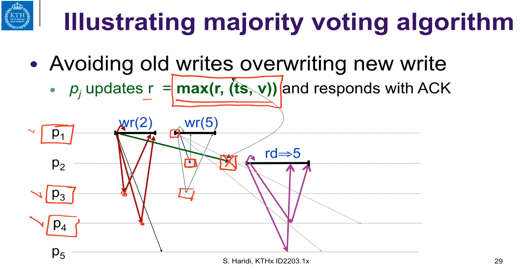Now, when P2 does a read operation, it reads from itself. It has already the value 5. It reads from P4, which has the value 2, and it reads from P5, which has the value 2, but this value is the one with the highest timestamps, so that is the result of the read.